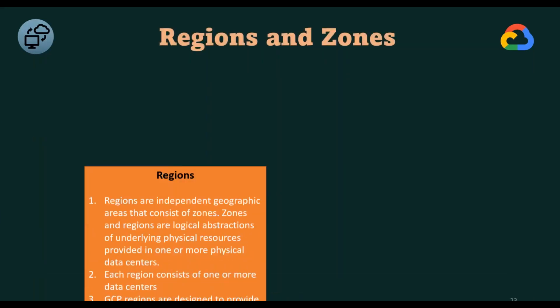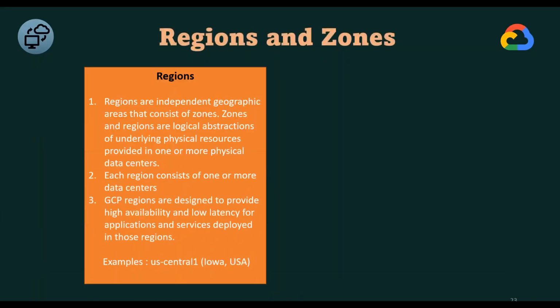Let us see what the definition of a region is. Regions are independent geographic areas that consist of zones. Right? Zones and regions are a logical abstraction of underlying physical resources provided in one or more data centers. See, regions and zones are logically divided based on the resources. That is the point it is making.